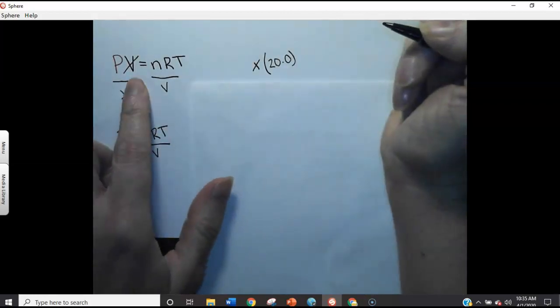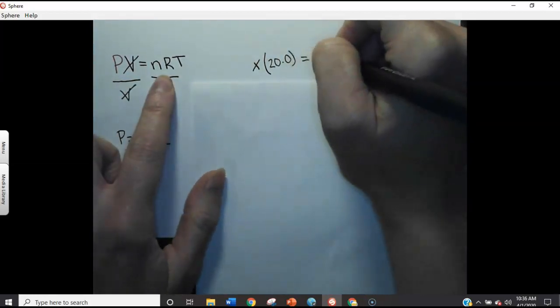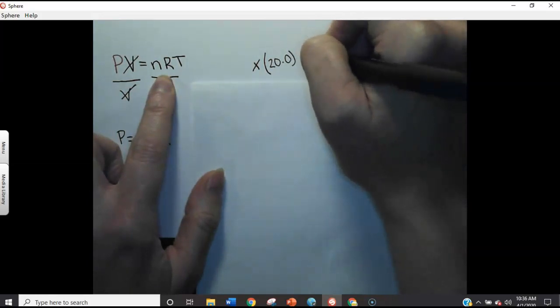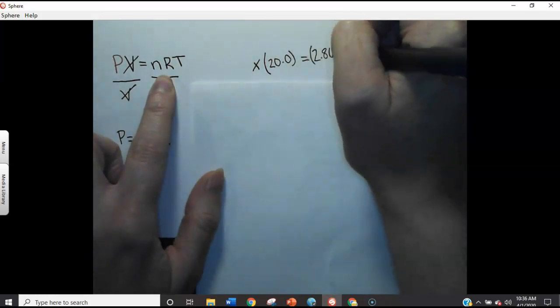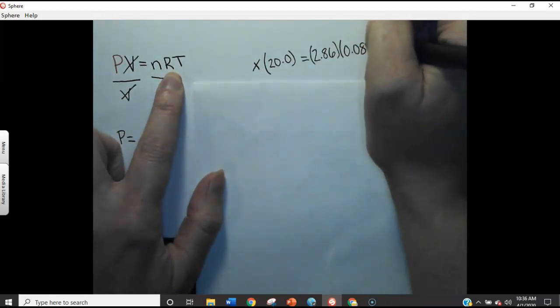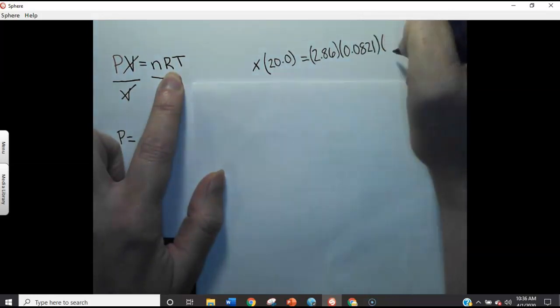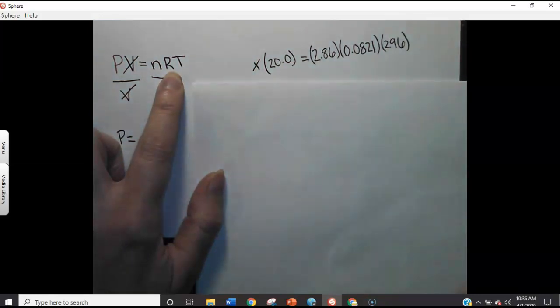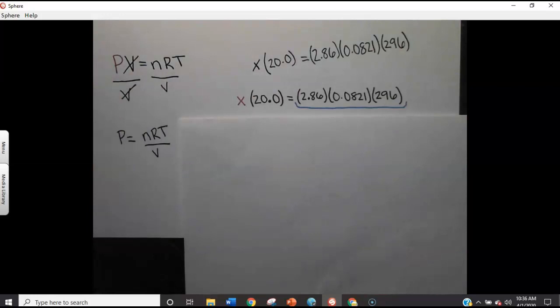So I plug that in as volume, equals moles, and they told us in the question that it's 2.86 moles times R, and R is always 0.0821 times temperature, which is my Kelvin number of 296. Okay, there we go. It's written a little more neatly that way. Please pause it and do the algebra yourself if you can. For real, you can do it. Okay. Thank you for pausing and trying it on your own.